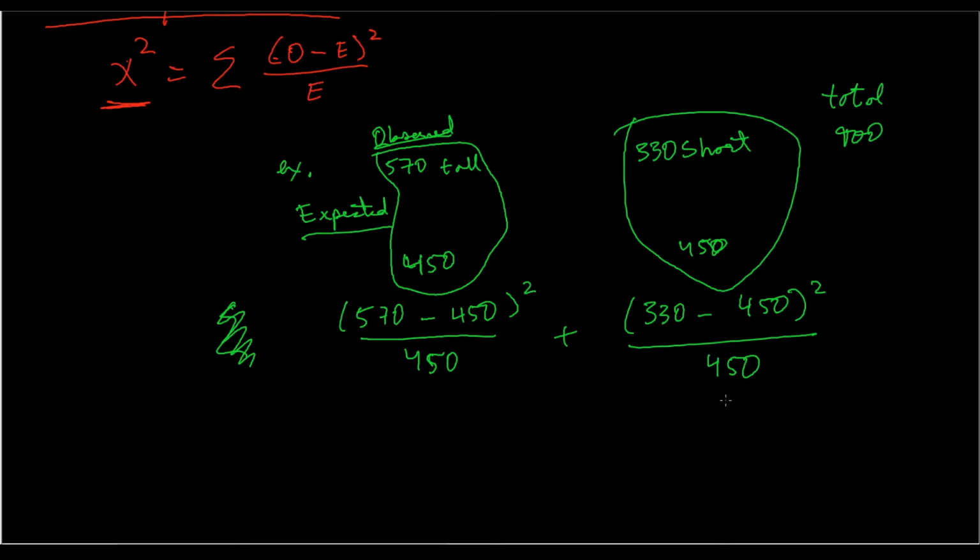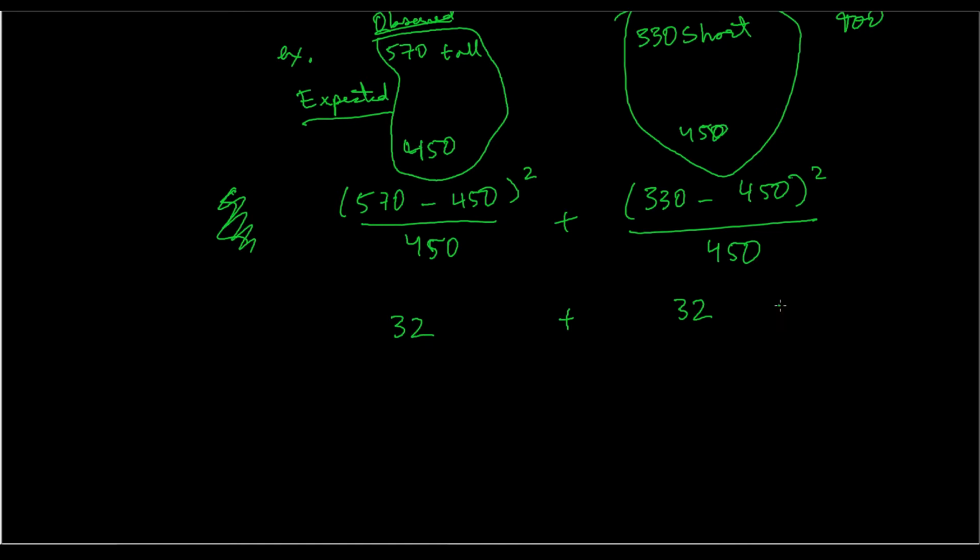All right, so 570 minus 450 squared over 450 would give me 32 as a value. Okay, so for this one I got 32. Then 330 minus 450 squared divided by 450 would give me 32 again. All right, cool. So 32 and 32, when you add those two together you would get 64. So that is our value.